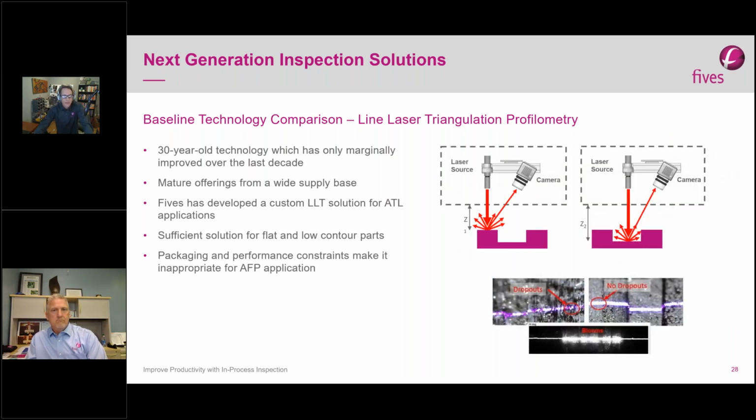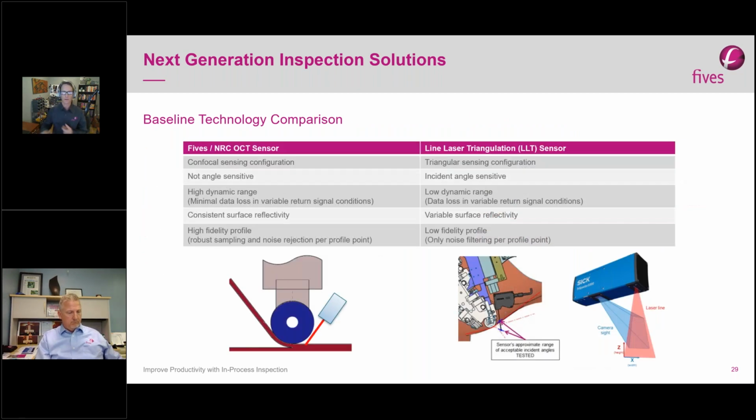So yeah, it's a sufficient solution. You can see from the camera here, if you keep the sensor roughly parallel to the surface, it works. As soon as you get on a high angle, you'll see dropouts or blooms where the imager is being saturated or starved of light. Packaging is also an issue. Trying to get that triangular geometry to fit on the back of a machine head is difficult and makes it inappropriate for AFP application.